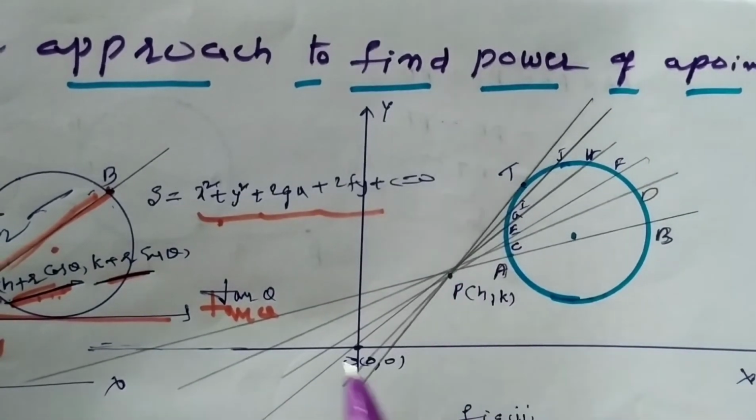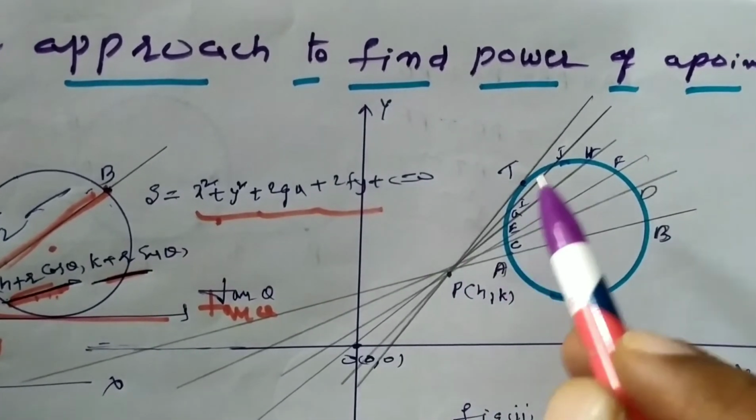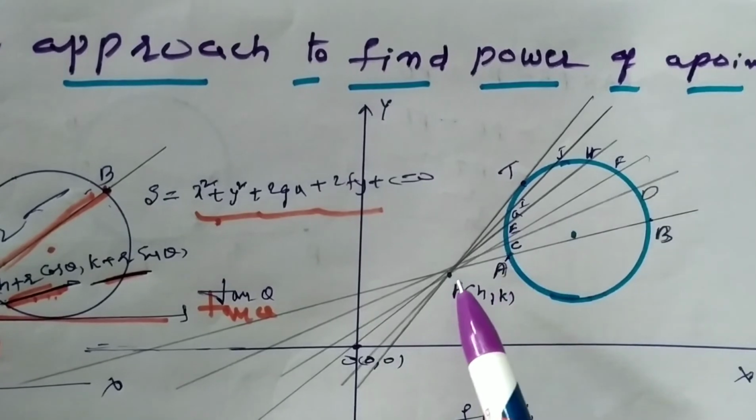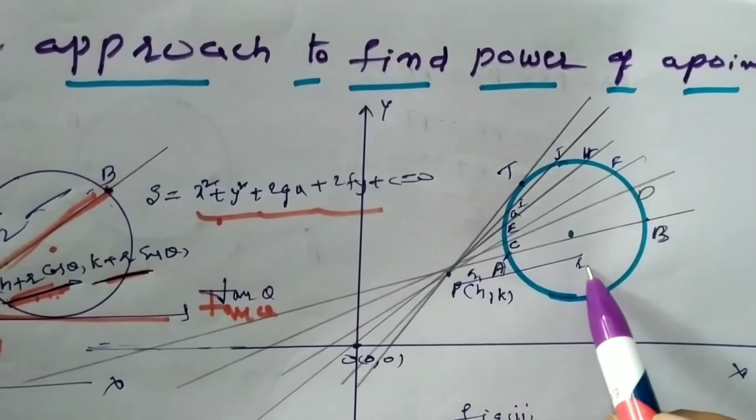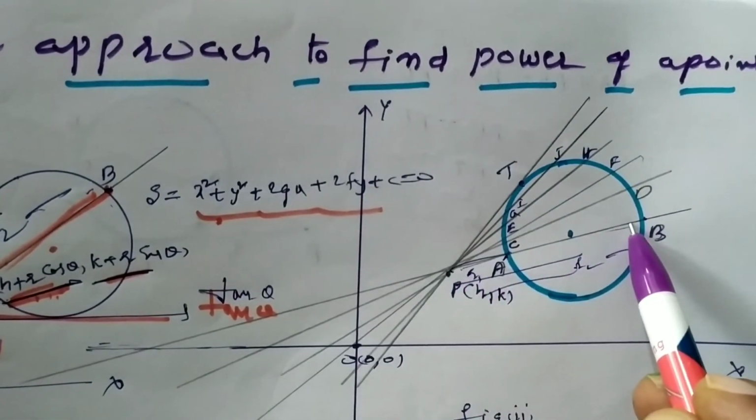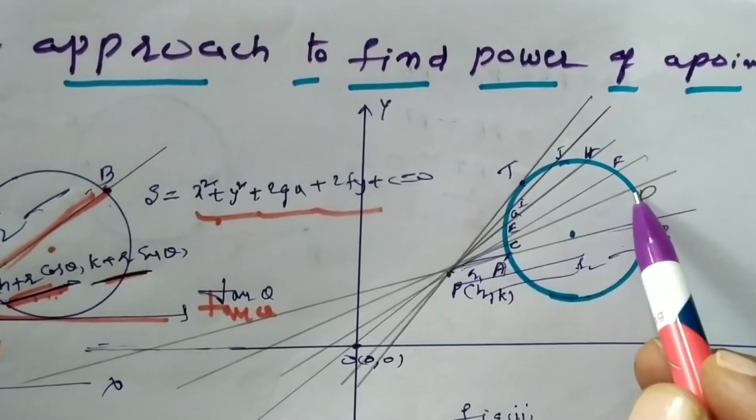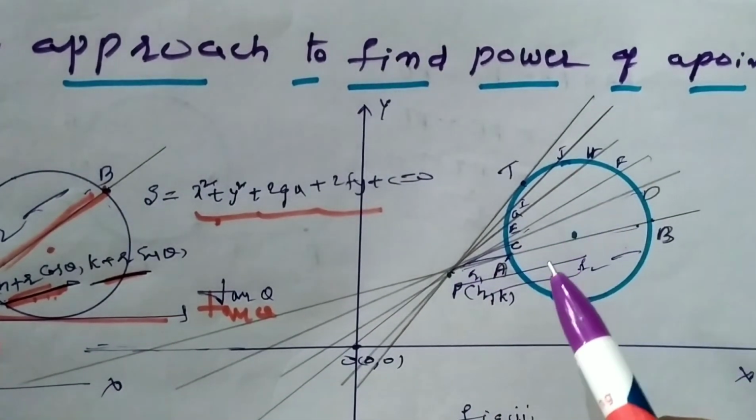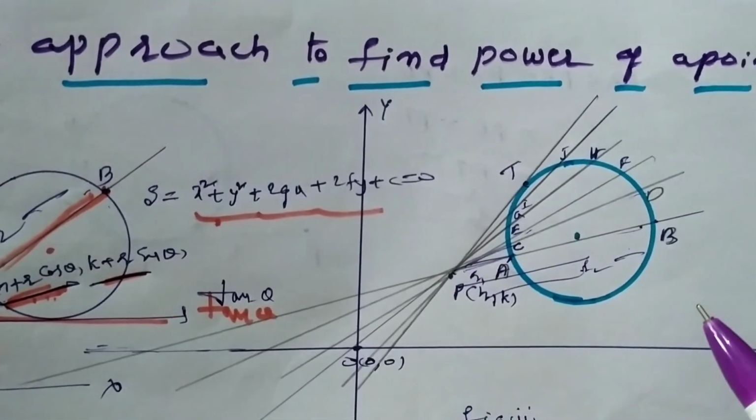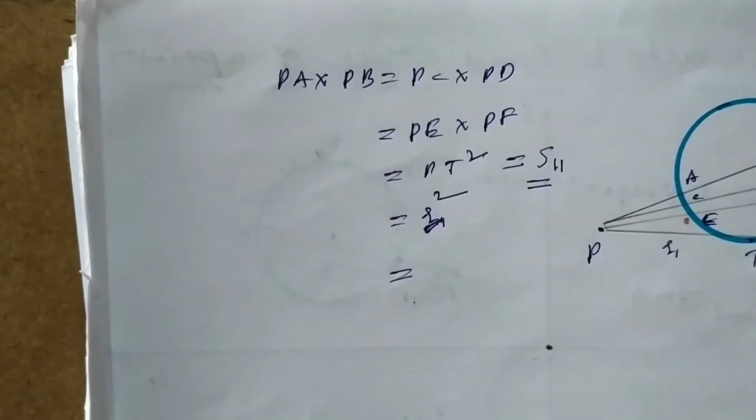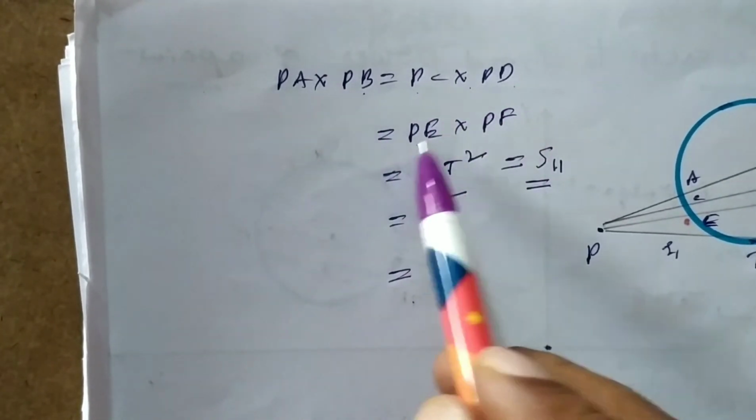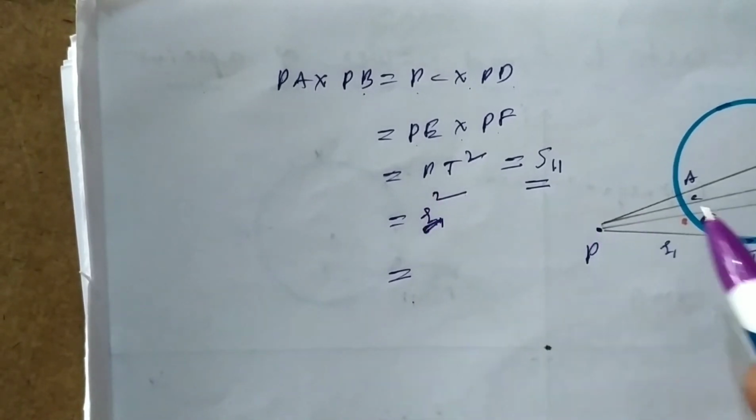It means that however the line changes its angle, wherever the line meets the circle at different points, the product of the lengths r1 and r2 is always constant; it is independent of theta. That means PA into PB, r1 into r2, is equal to PC into PD, is equal to PE into PF, is equal to PG into PH, and so on. They are all independent of theta. Therefore you can write PA into PB equals PC into PD equals PE into PF.